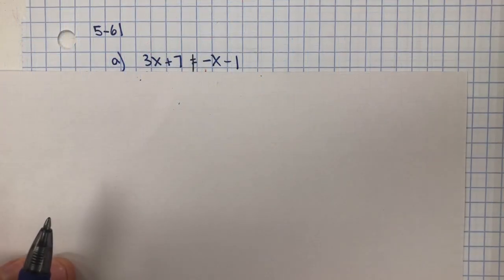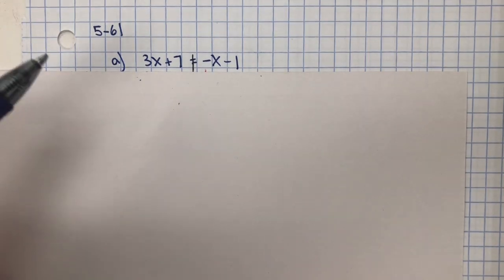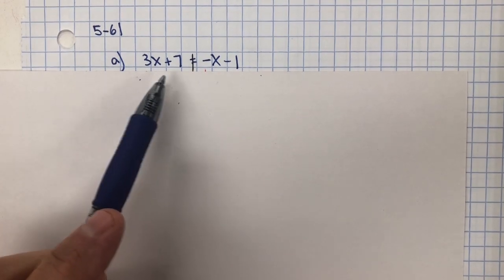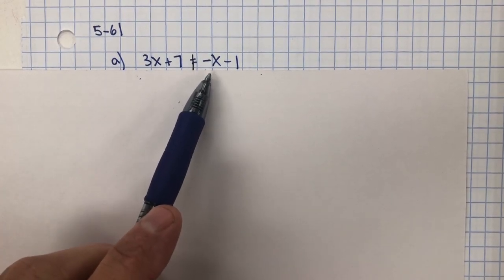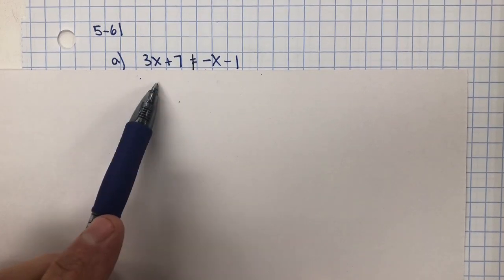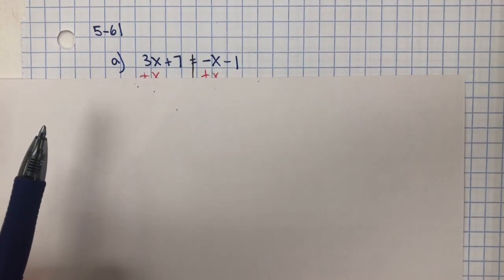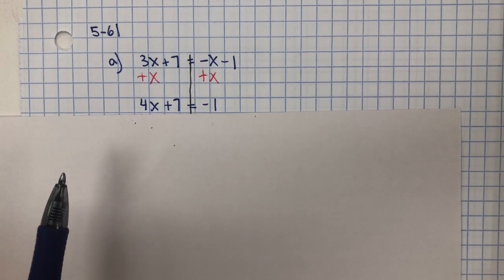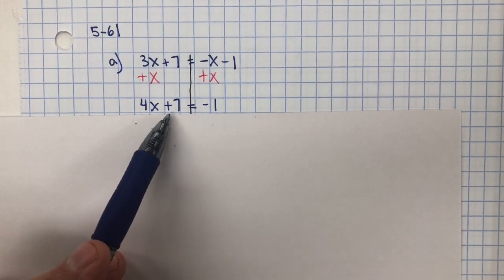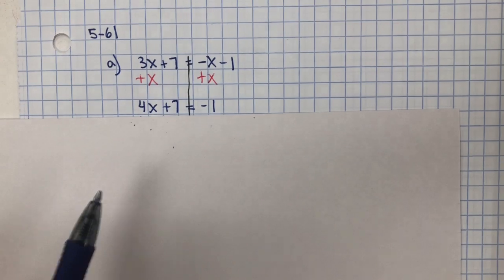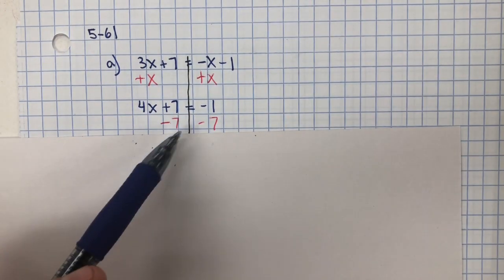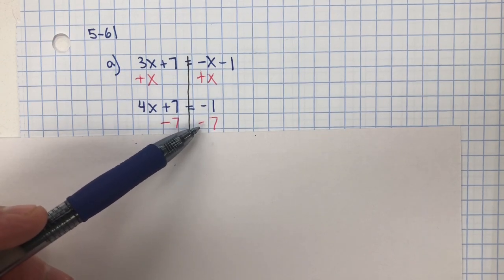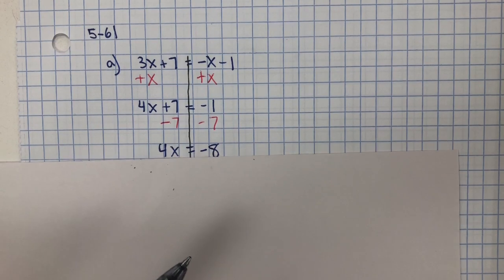In problem 561, you need to determine how many solutions each problem will have. So inverse property of subtraction is addition, so we're going to move the variable first. So we're going to add x to both sides, zero pair, 3x plus x equals 4x. Inverse property of addition is subtraction, so we're going to subtract 7 from both sides, zero pair, and negative 1 and negative 7 equals negative 8.